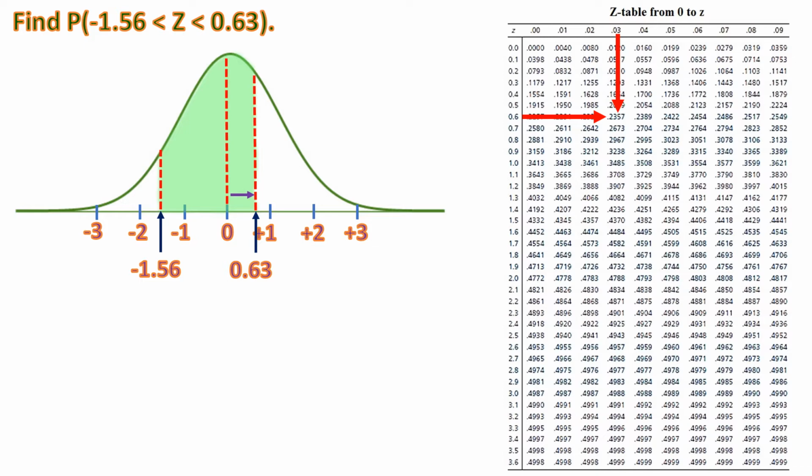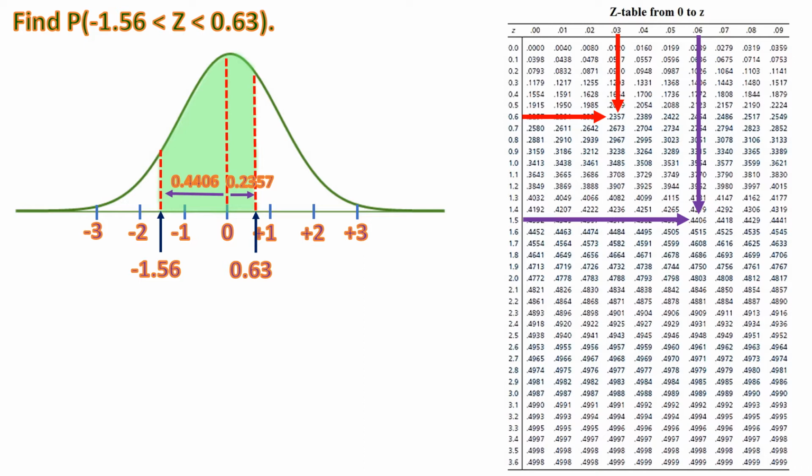So the probability or the area is 0.2357. Then we're going to find it for negative 1.56. So we'll find 1.5 and 6 for the column, and so the area is 0.4406. So that's the whole shaded part to the left of 0, which is 0.4406.